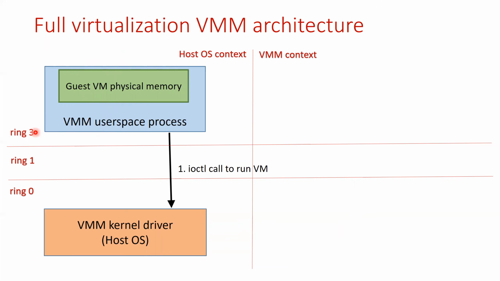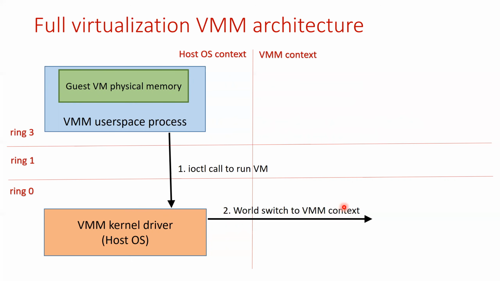The user space component is in ring 3, and of course the kernel driver is part of the host OS that is running in ring 0. Now, just like how KVM QEMU does a switch to VMX mode, this hypervisor also performs a switch to the VMM context, and this is called a world switch. Note that there is no hardware support here. There is no separate mode in the hardware, but this is a purely software-based world switch to the VMM context.